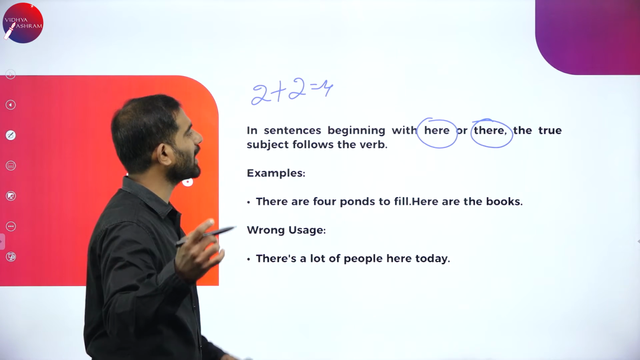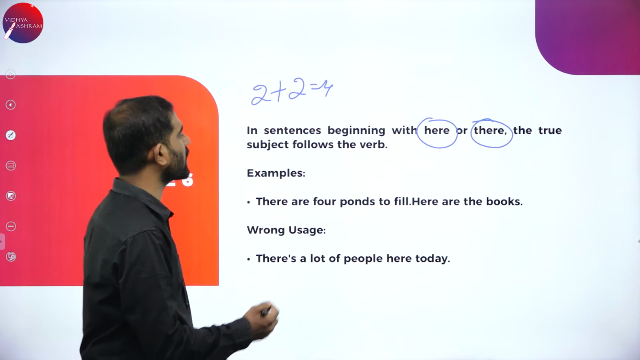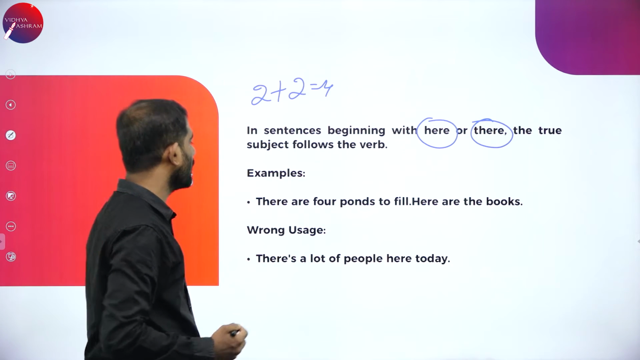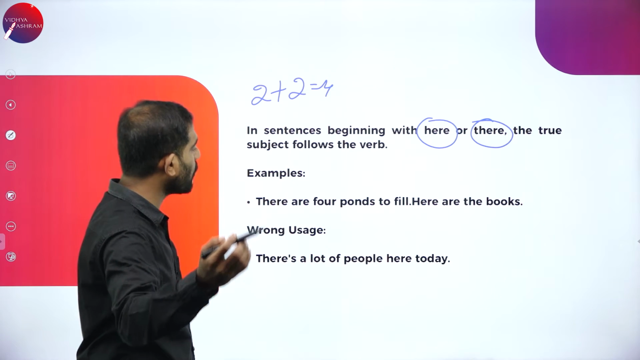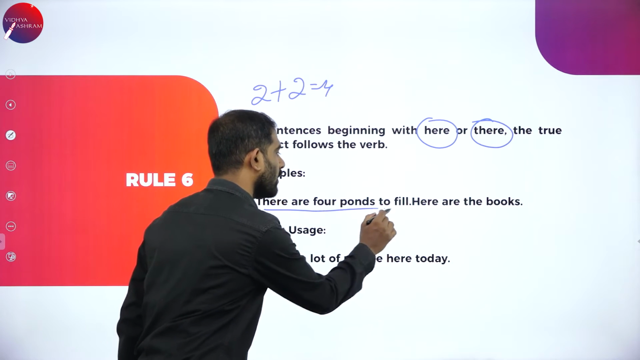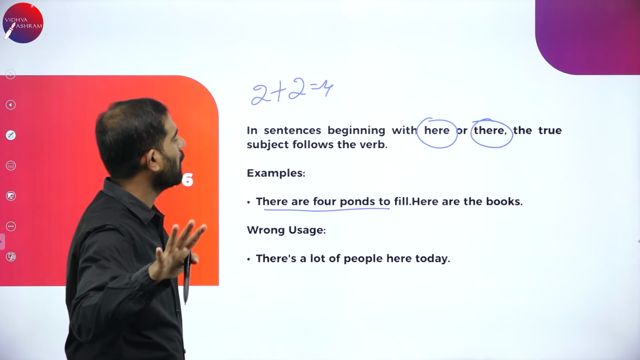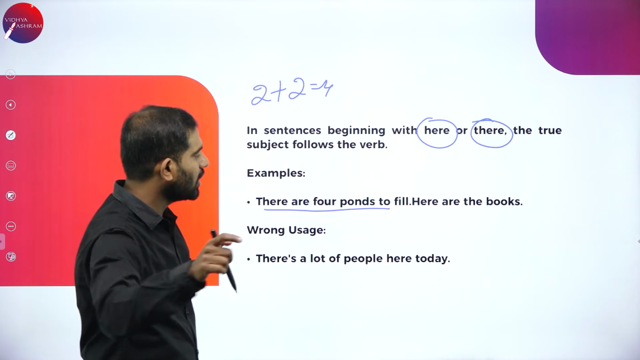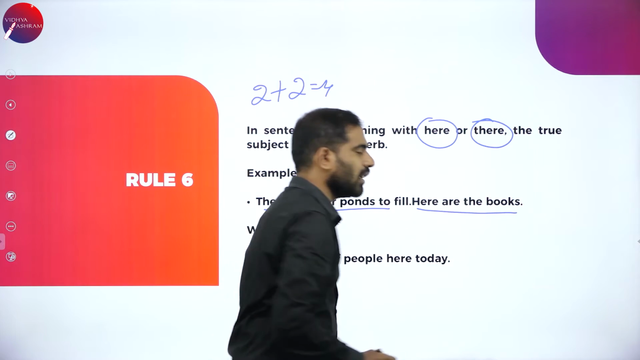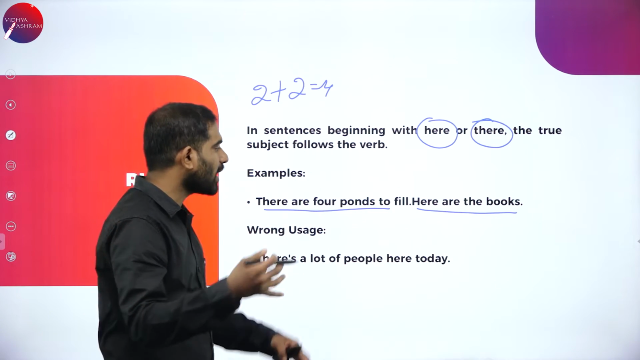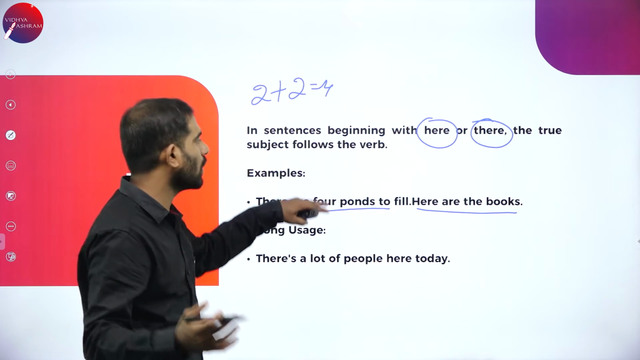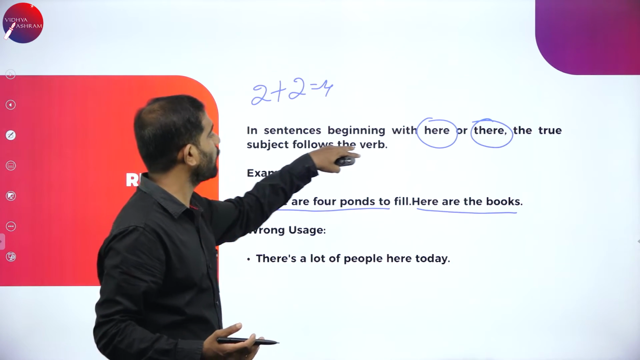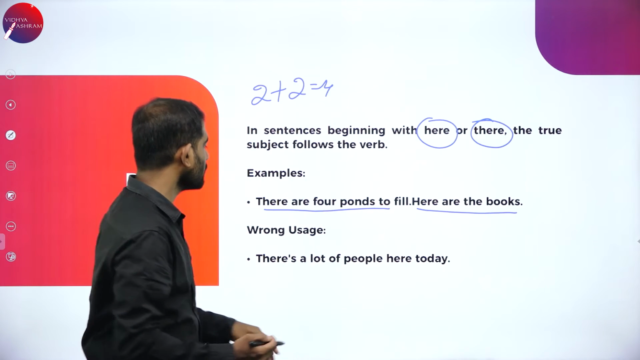So in sentences beginning with here or there, the true subject follows the verb. For example, there are 4 ponds to fill. Here are the books. There are books here. So the true subject follows the verb.